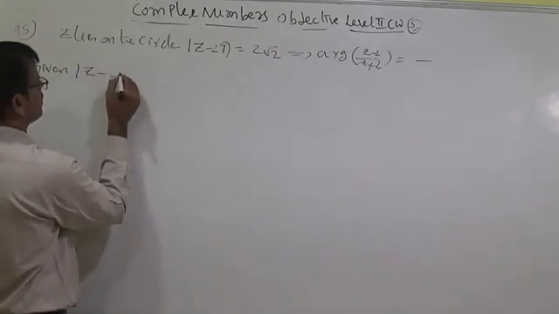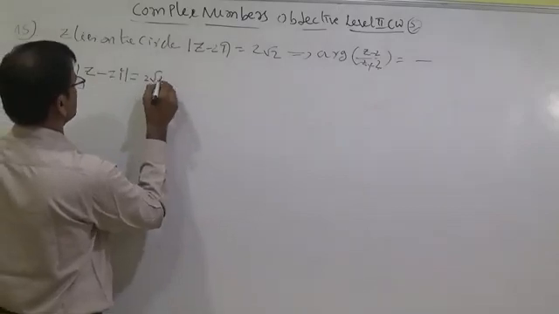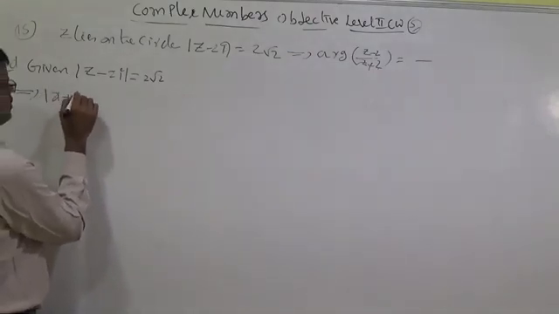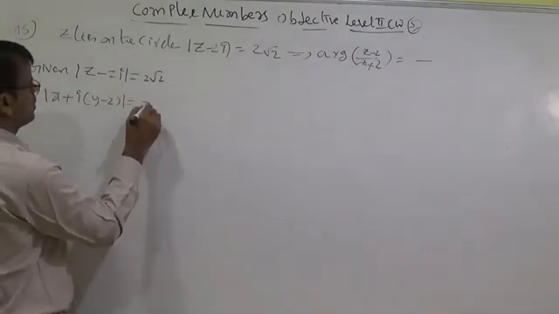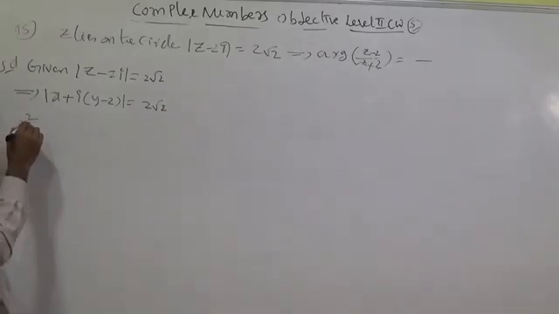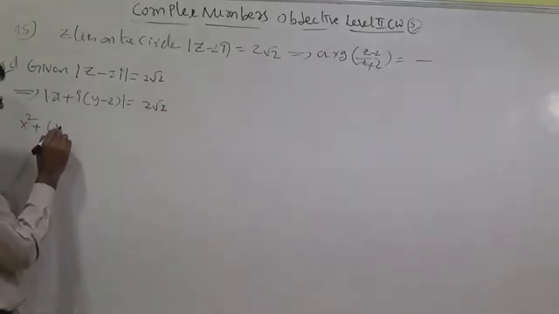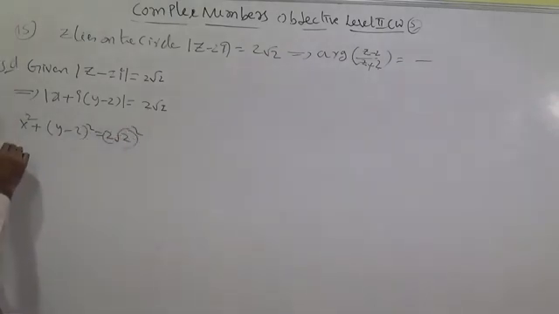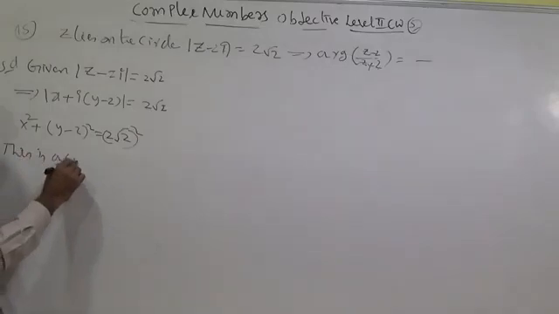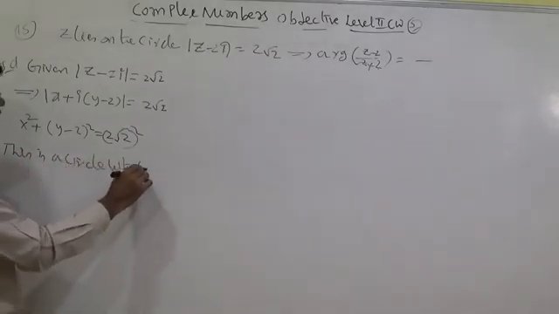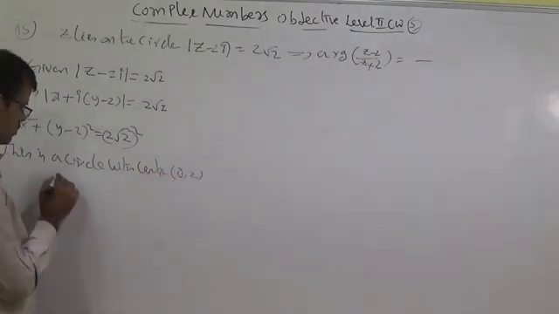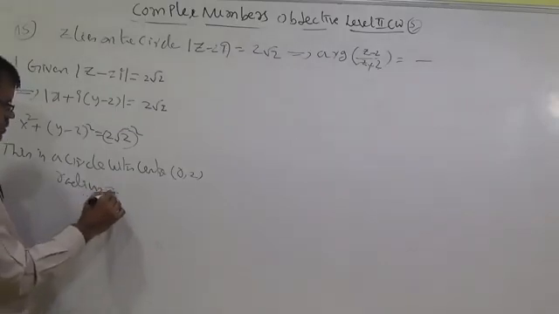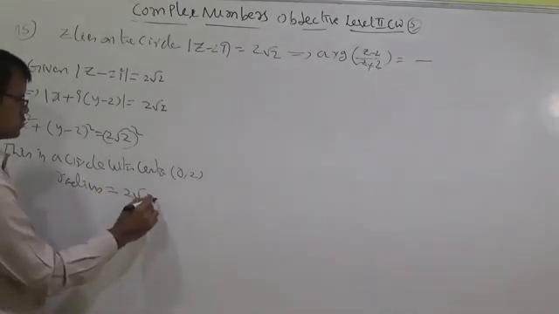Given the complex number as modulus of Z minus 2i is equal to 2 root 2. So let us write Z as x plus I y. You can write modulus of x plus I into y minus 2 is equal to 2 root 2, so x square plus y minus 2 whole square is equal to 2 root 2 whole square. This is a circle with center 0, 2 and radius 2 root 2.